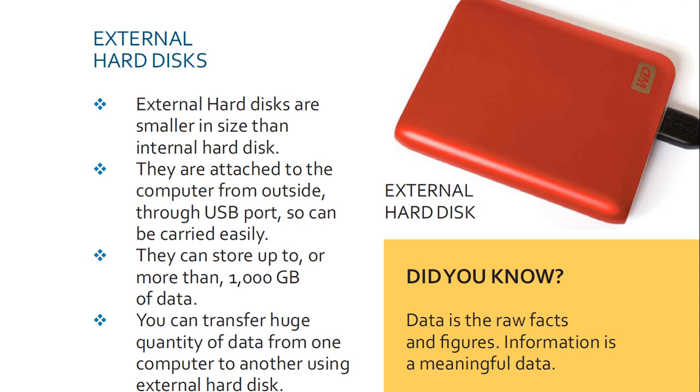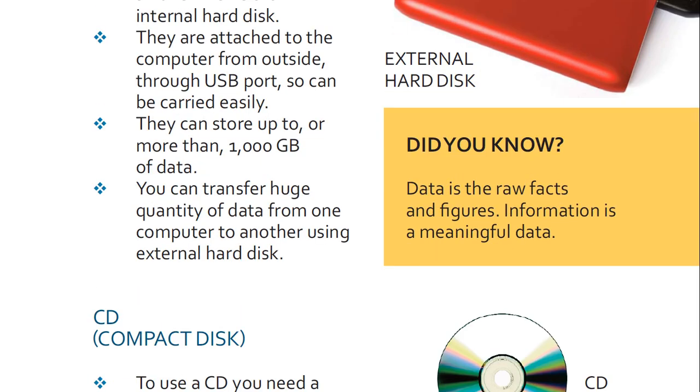You can transfer a huge quantity of data from one computer to another using an external hard disk. Yes, we can do it. If you need to transfer a minimum of 700 GB of data from one computer to another computer, you can take the external hard disk and make a copy onto it. After that, you carry the external disk and insert it into the other computer. You can copy the external disk data, so you can carry and you can copy.